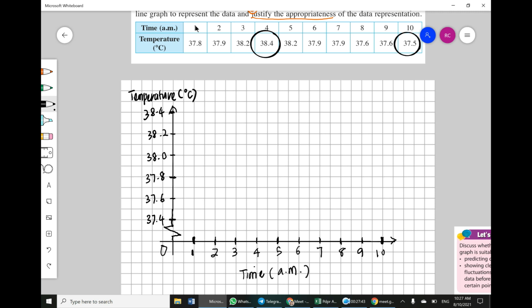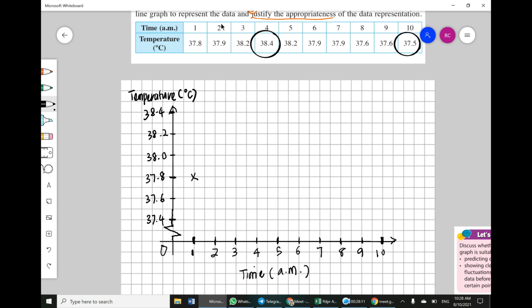So first one, you look at the first one, 1 a.m. The temperature of that patient is 37.8. So number 1 over here, the patient's temperature 37.8 over here. So I'm going to plot using a cross like this. You can plot using a dot, but I don't prefer a dot. I prefer a cross usually because I can see clearer. So just use a cross or an X like that.